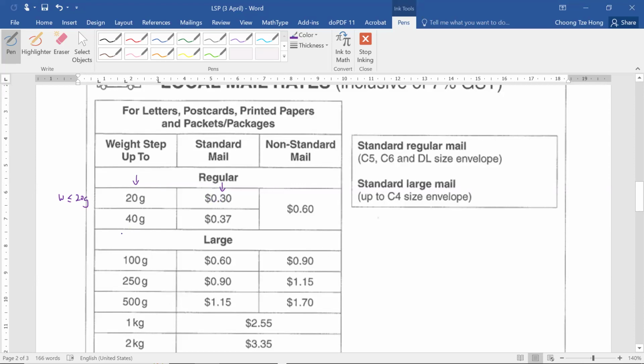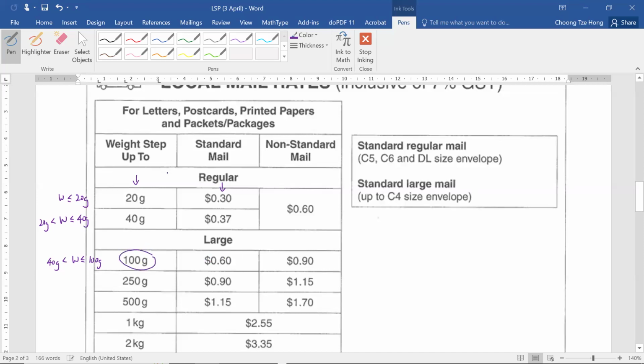$0.30. Then how about weight step up to 40 grams? Weight step up to 40 grams would mean anything that is more than 20 grams but less than or equals to 40 grams, which will be $0.37. Then of course, weight step up to 100 would mean anything that is now more than 40 but less than or equals to 100 grams, then we will consider it under this category.